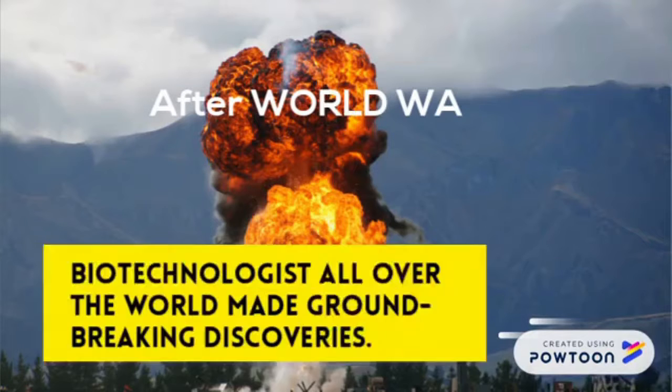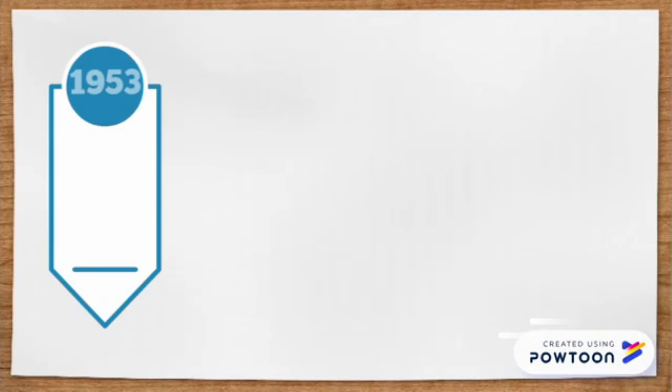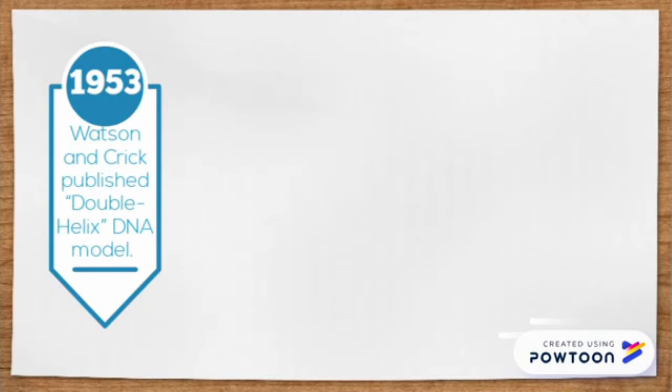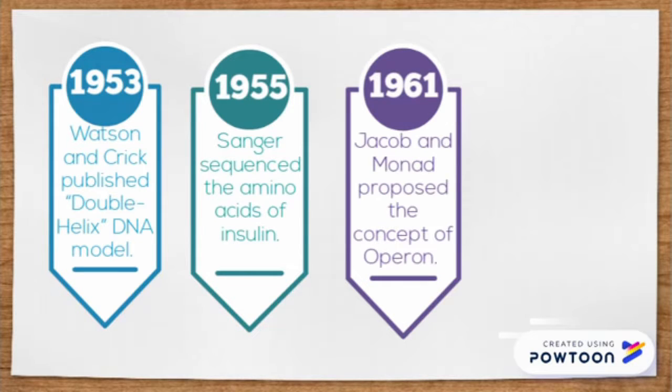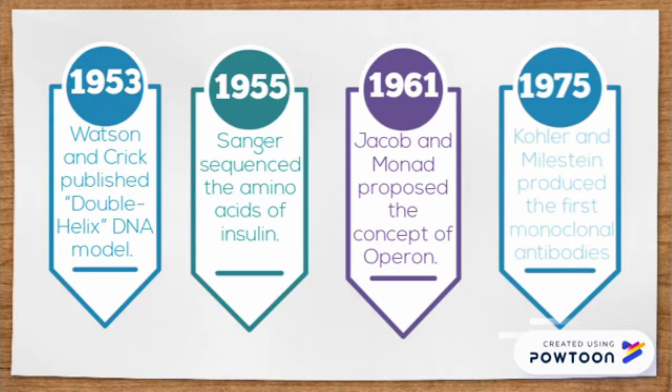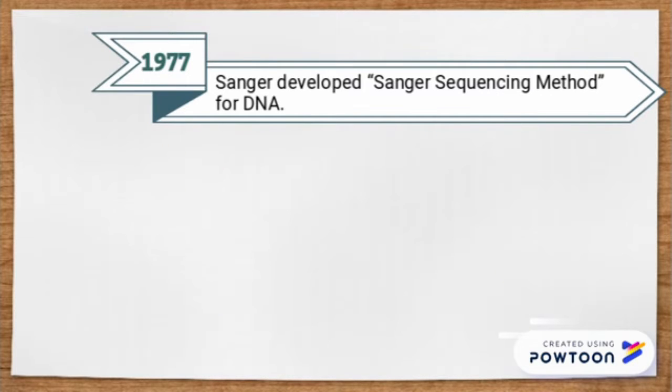After World War II, scientists all over the world made groundbreaking discoveries and biotechnology bloomed. In 1953, Watson and Crick published the double helix DNA model. In 1955, the first protein, insulin, was sequenced by Sanger. In 1961, Jacob and Monod proposed the operon concept, and in 1975, the first monoclonal antibodies were produced by Kohler and Milstein. In 1977, Sanger's sequencing method was developed by Sanger.